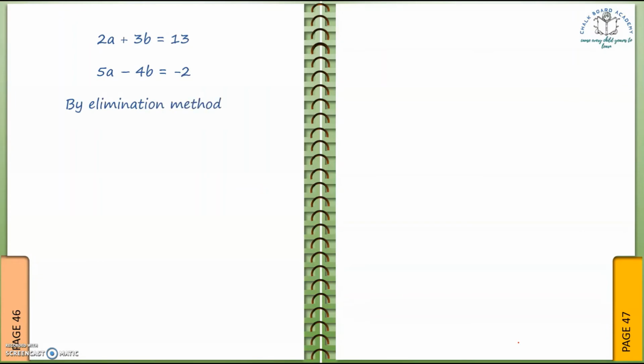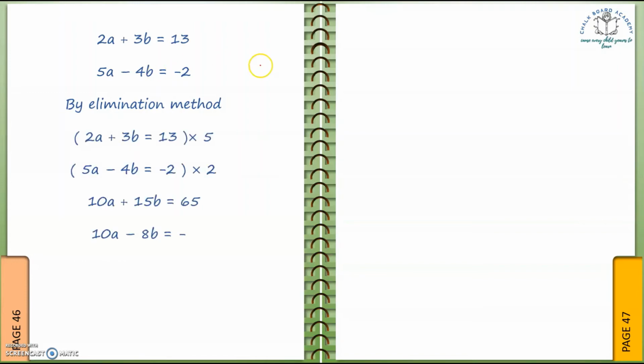So we are doing this by the elimination method. Elimination means we are going to multiply certain numbers in both equations to make one variable equal. Let's see what we have multiplied in the first equation and what in the second. In the first equation, we are multiplying by 5 to make a equal in both equations. So it becomes 10a, then 15b is equal to 65, and in the second equation, we have multiplied by 2. So we got again 10a and then minus 8b is equal to -4.